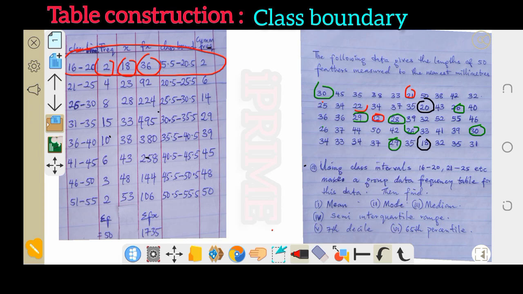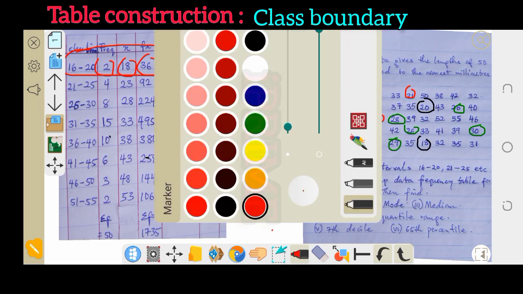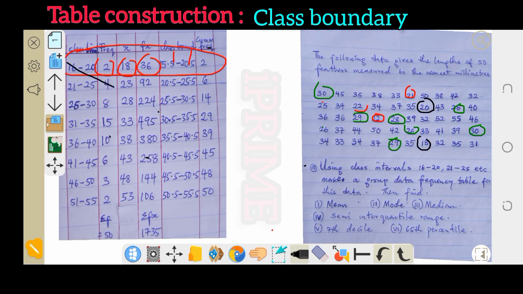This 15.5 you are seeing here is called the lower class boundary, and it goes to 20.5. The 15.5 is our lower class boundary, and the 20.5 is our upper class boundary. How do we get 15.5? From this 16, subtract 0.5, you get 15.5. Then to this 20, add 0.5, you get 20.5. That's all you just be doing to your class limits.